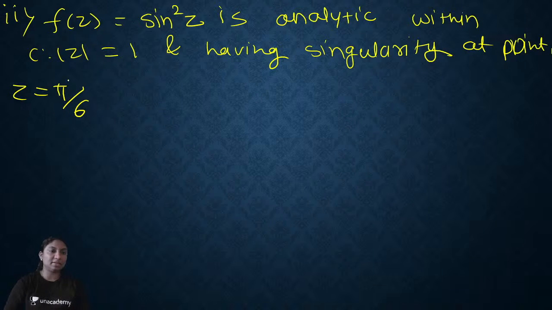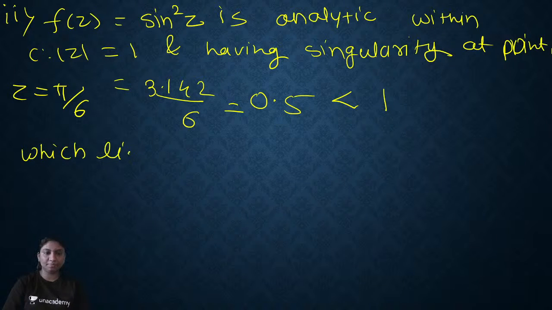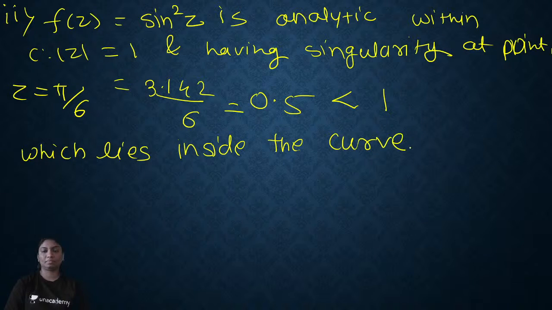So z is equal to pi by 6, it means here 3.142 by 6, which is equal to 0.5 and something. So obviously it is less than 1. So definitely this point lies inside the curve C.